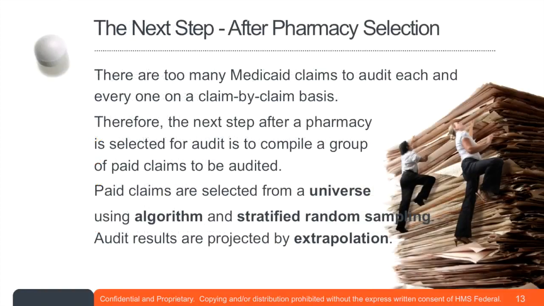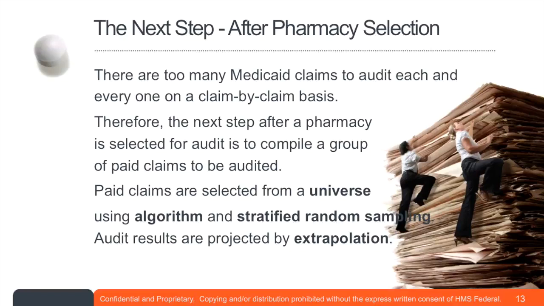So now we're going to look at next steps after the pharmacy has been selected. So for whatever reason it may be, your pharmacy, for example, has been selected for audit. So what's the next step after that? An audit period is selected, and typically it's a 2-year audit period. If you think about how many claims were processed in that 2-year period, there's really just too many claims to audit each and every one of those claims.